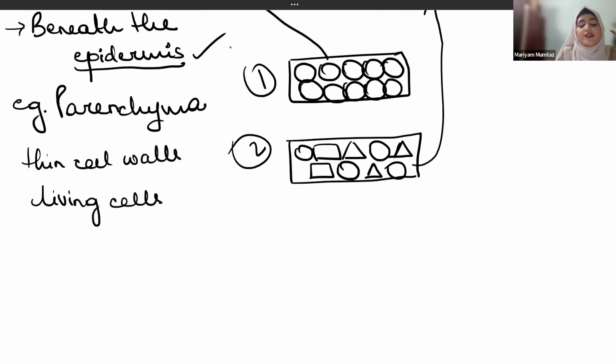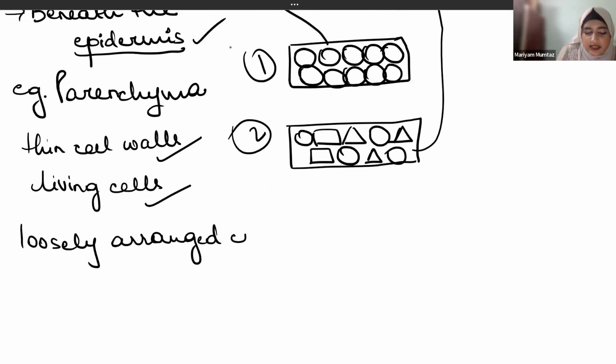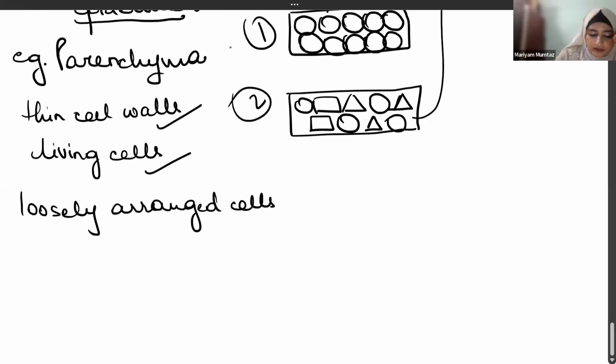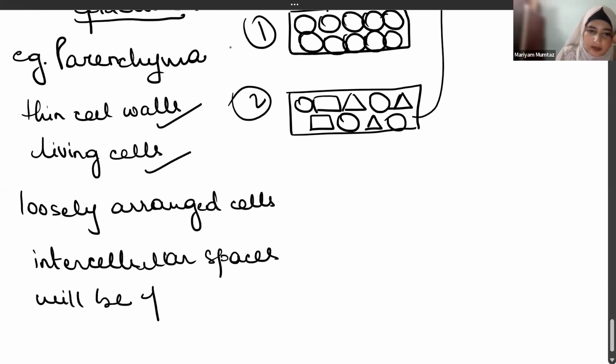So the cells of the simple permanent tissue will have thin cell walls. They are all living, meaning protoplasm is there, and they are loosely arranged cells. Is it clear? Also, intercellular spaces will be present in between the cells.